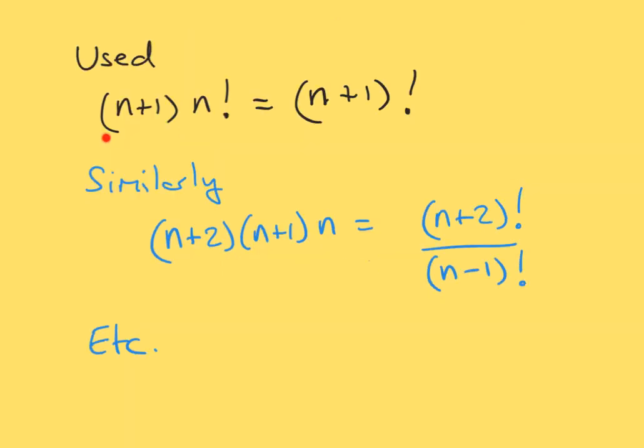So the sort of thing that we were using on the previous slide was results like this: n plus 1 times n factorial is n plus 1 factorial. And similarly, if you've got, say, n plus 2 times n plus 1 times n, you could write that as n plus 2 factorial divided by n minus 1 factorial. If you're not confident about that, I think exploring this sort of thing, writing the terms out here to see the cancellation that takes place to give you this, is a good thing to do. And with that, I'll stop the video.